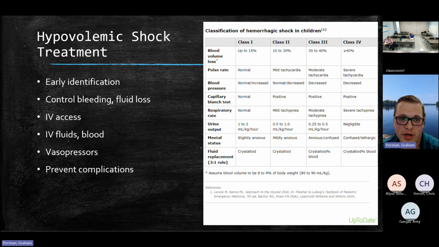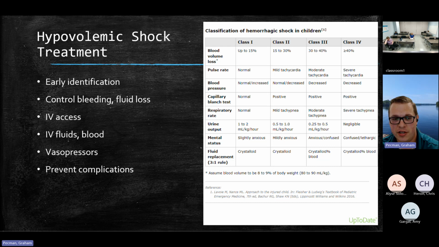So how do we treat it? We detect it, hopefully early. Somebody who is compensating, especially children, can compensate for a long time until they take a dramatic turn. In adults, there's a typical progression through these classes, where the early stages, like class 1 to 2, depending on the cause, even something like an infection or dehydration, can be protracted over a couple of days. So we identify symptoms of dehydration or intravascular fluid loss and control whatever's causing that. If it's bleeding, obviously stopping the bleed.